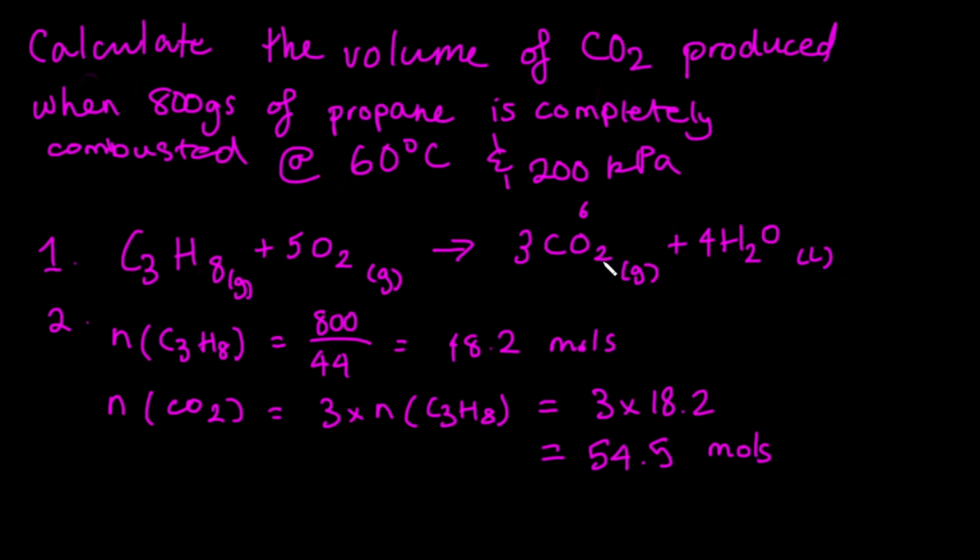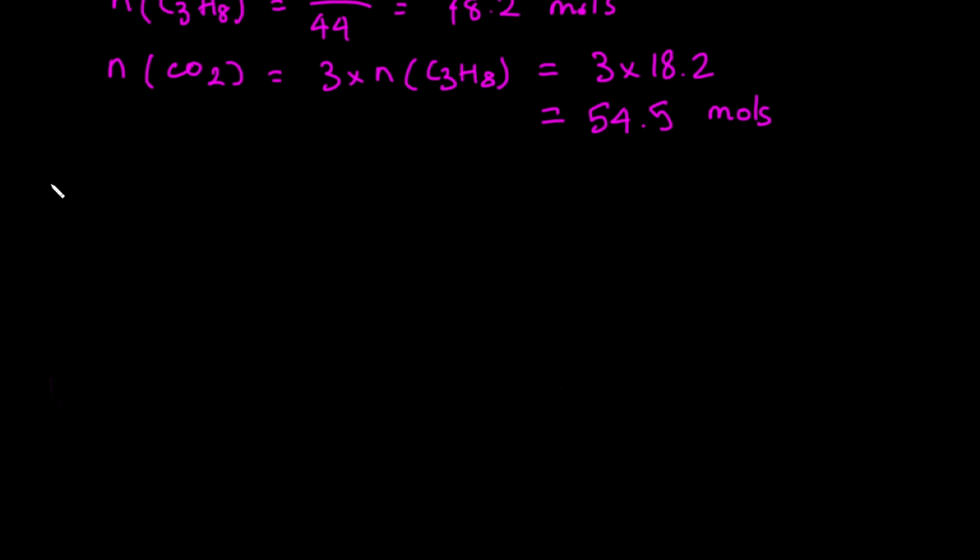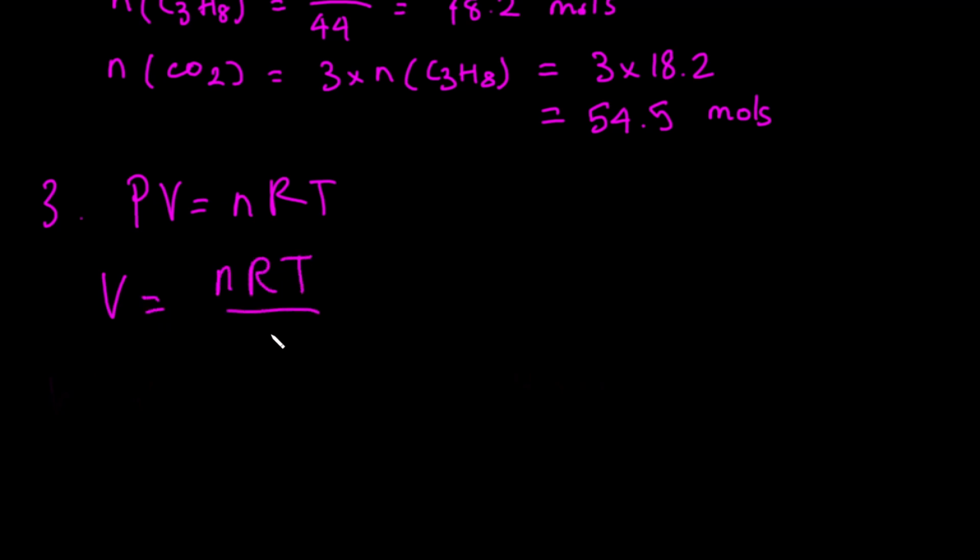Now, before we could use the molar volume trick at SLC to quickly find the volume of the gas given the moles. But because we're not at SLC, we're at 60 degrees Celsius and 200 kilopascals, we actually have to use PV equals nRT. So if we scroll down a little bit here, we go PV equals nRT. Some people prefer to put in the values and then rearrange the equation. I like to rearrange the equation first to isolate for the variable I'm looking for. So V is what we're looking for. I'm going to divide both sides by P to give us nRT on P.